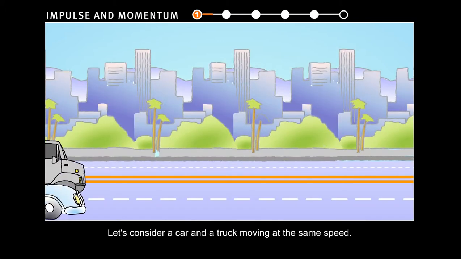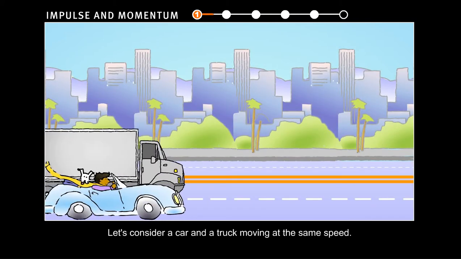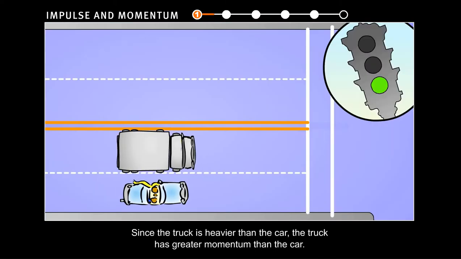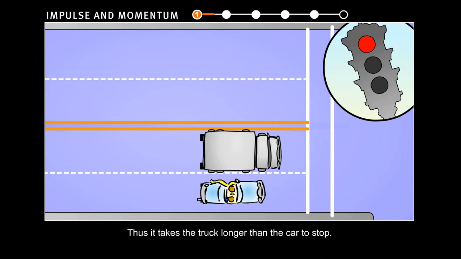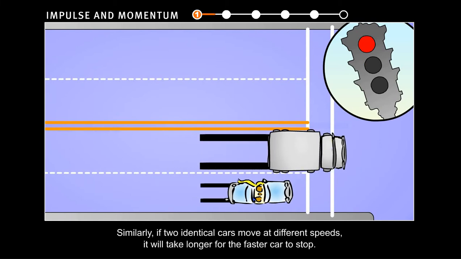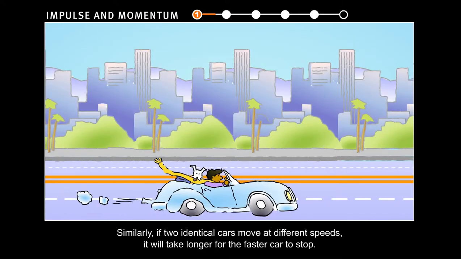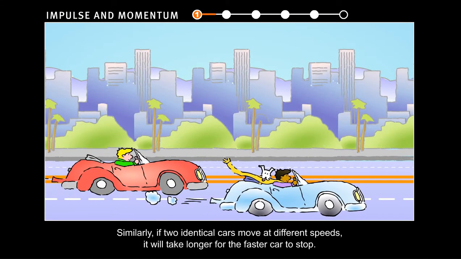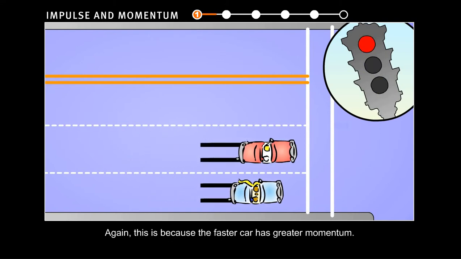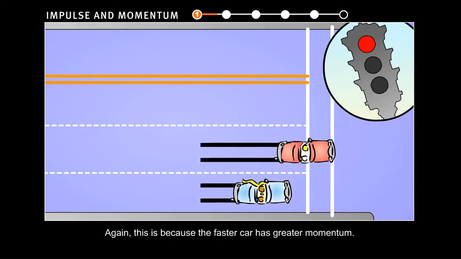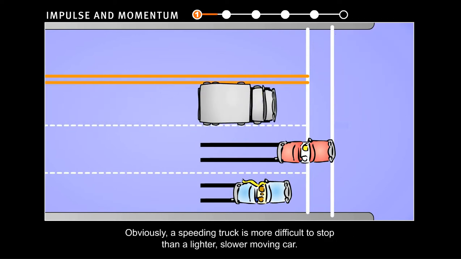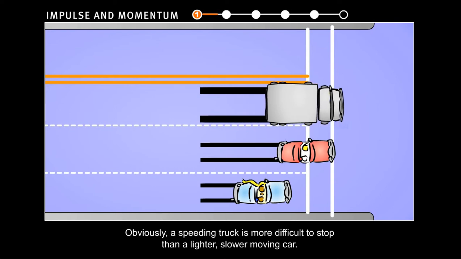Let's consider a car and a truck moving at the same speed. Since the truck is heavier, it has greater momentum than the car. Thus, it takes the truck longer than the car to stop. Similarly, if two identical cars move at different speeds, it will take longer for the faster car to stop. Again, this is because the faster car has greater momentum. Obviously, a speeding truck is more difficult to stop than a lighter, slower moving car.